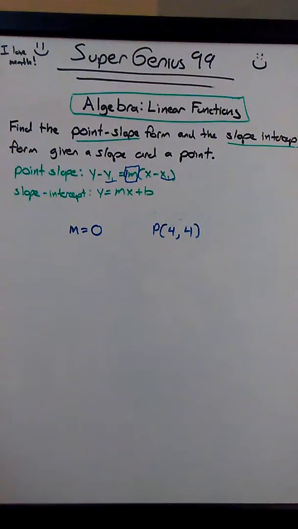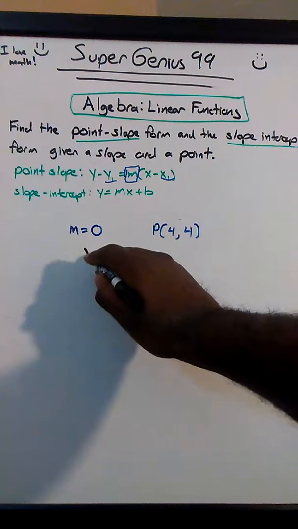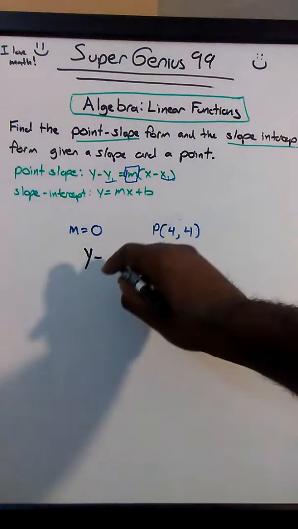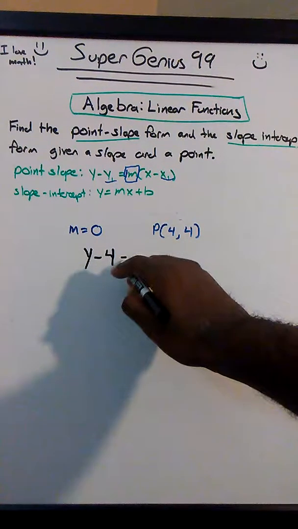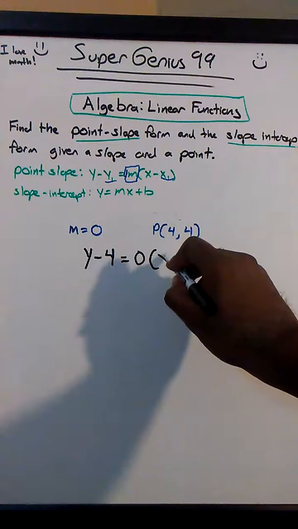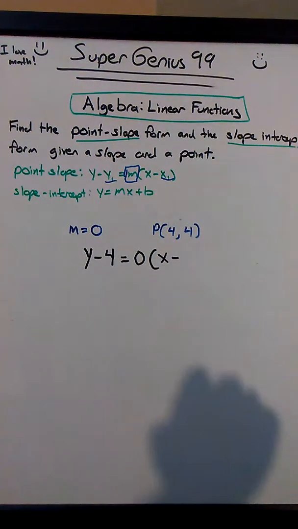Okay, continuing. We have a slope of 0 and a point of 4, 4. Okay, this is going to be interesting, but let's go through it. So putting this in the point slope form, we have y minus, what's our y1? 4 equals 0, that's our slope, x minus, what's our x1? 4.